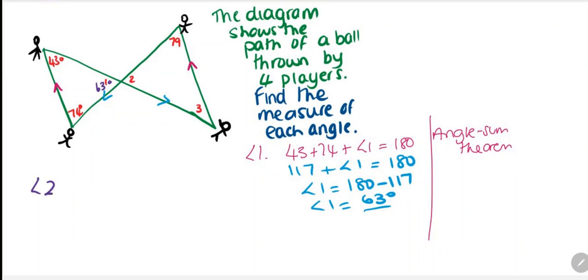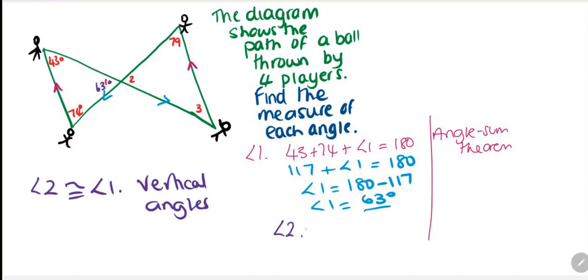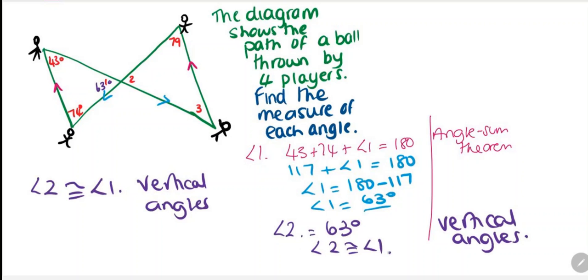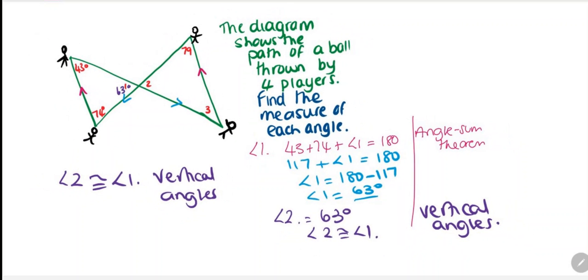Now angle 2. Angle 2 and angle 1 are congruent. These are vertical angles. So we can write here that angle 2 is going to be equal to 63 degrees because they are vertical angles. And angle 2 is equivalent to angle 1. So this is 63 as well.